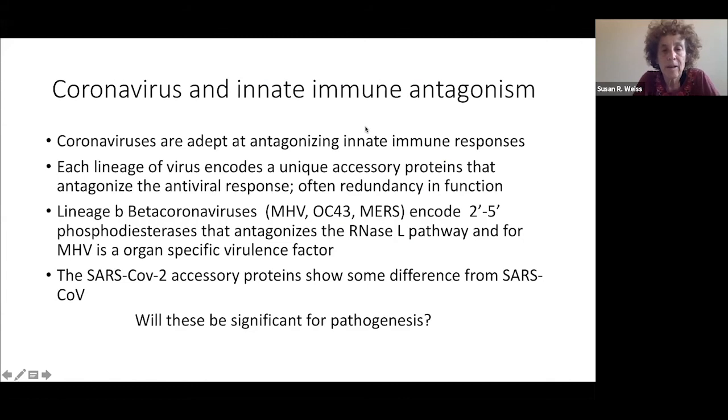Okay, so coronaviruses are adept at antagonizing innate immune responses. Each lineage encodes a unique set of accessory proteins that antagonize the antiviral response, and they're often redundant in function. I didn't really show that, but sometimes we can knock out one of these proteins and there's another protein that will have the same function. So lineage B betacoronaviruses encode 2',5' phosphodiesterases that antagonize the RNase L pathway. And for MHV, it is an organ-specific virulence factor. I didn't show this, but NS2 has no function in the brain, the other target of MHV, but only in the liver. And the SARS coronavirus 2 accessory proteins show some differences from the original SARS, and we will find out whether these are significant for pathogenesis.